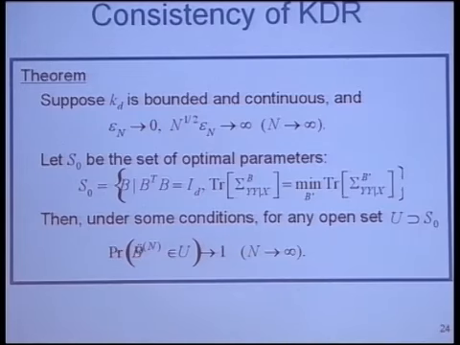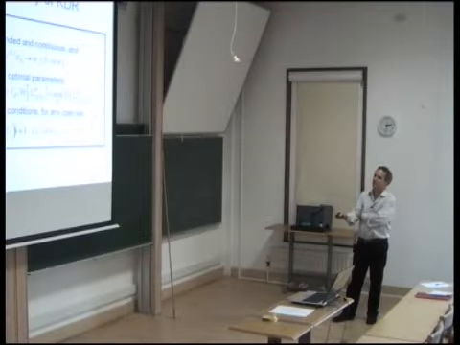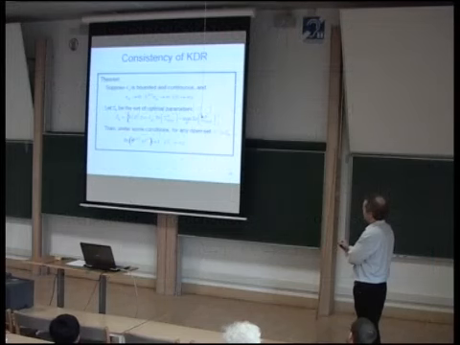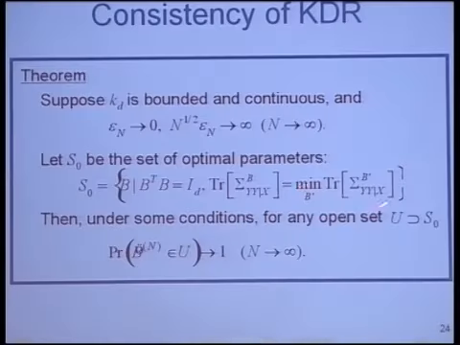Under some conditions, which I didn't elaborate here, but which I can get into if people are interested, if the kernel is bounded and continuous, and if the regularization parameter goes to 0 at this rate, then we can say that the estimate, and again, I think there's a font issue here, that should be B hat n, the estimator given by this procedure, will fall in the set U, which contains the set of optimal parameters that minimizes the trace, as n goes to infinity. Okay, so that happens with probability 1.